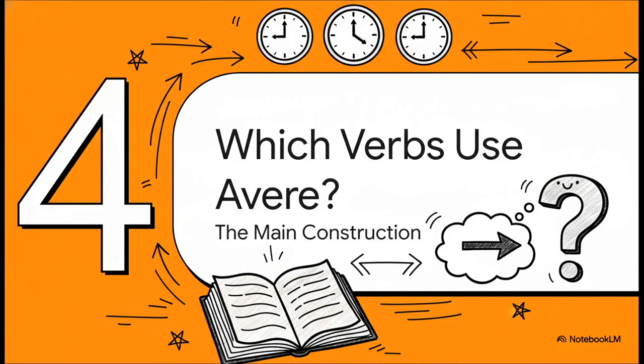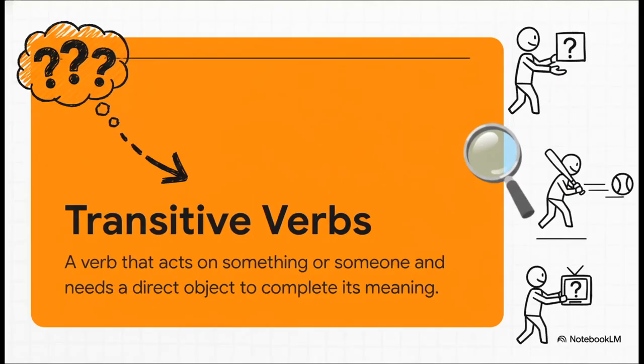Okay, so we've got our past participle down. Now let's talk about our helper verb avere. The big question is, how do we know which verbs need avere to help them out? Well, good news. The vast majority of Italian verbs do, and there's a really simple rule to figure it out. The rule is all based on this one concept, transitive verbs. I know that sounds super technical, but I promise it's not. A transitive verb is just an action that does something to a thing or to a person.